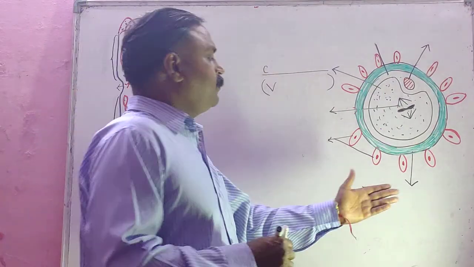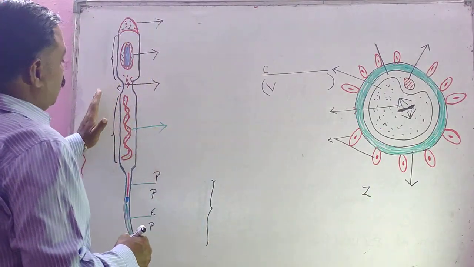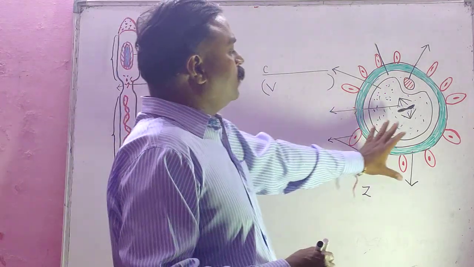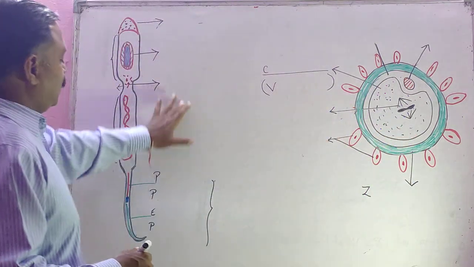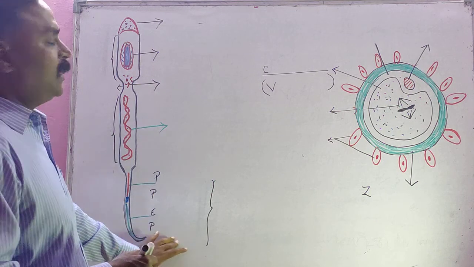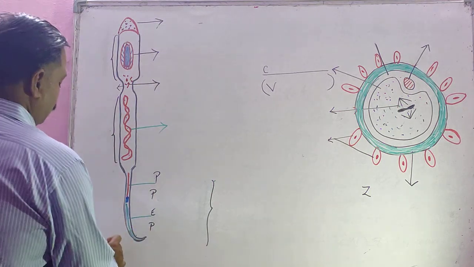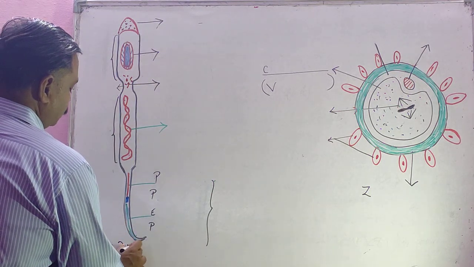Children, now we are studying a very simple structure: the structure of spermatozoa and ovum. You are familiar with this structure. Students, you have studied this in class 10th. That is the structure of sperm or spermatozoa.